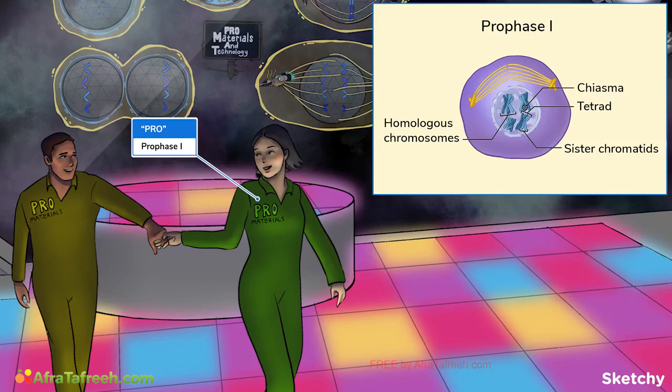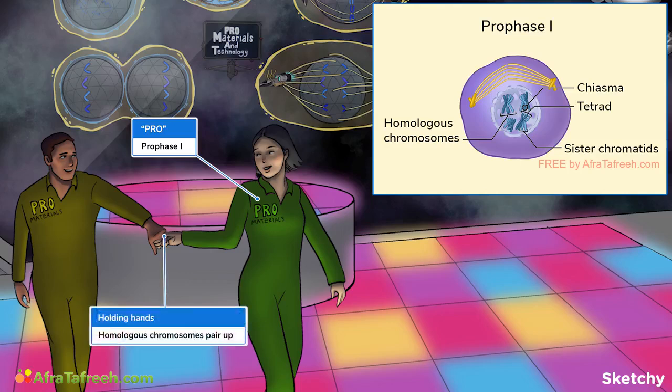Now, homologous chromosomes are also present in mitosis, but in mitosis, they don't pair up with their partner. In prophase 1, however, they pair up to make what's known as a tetrad. This is depicted by the cute couple pairing up on the dance floor. Aww. This pairing is also called synapsis.